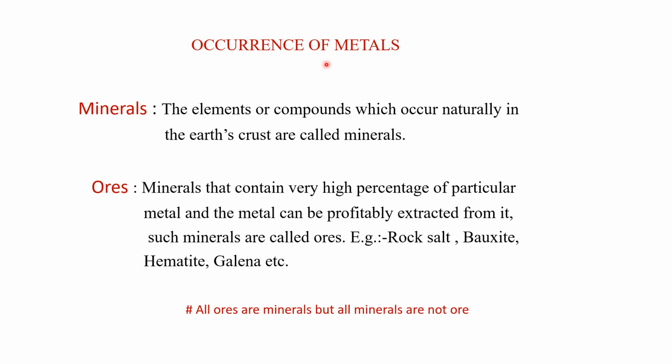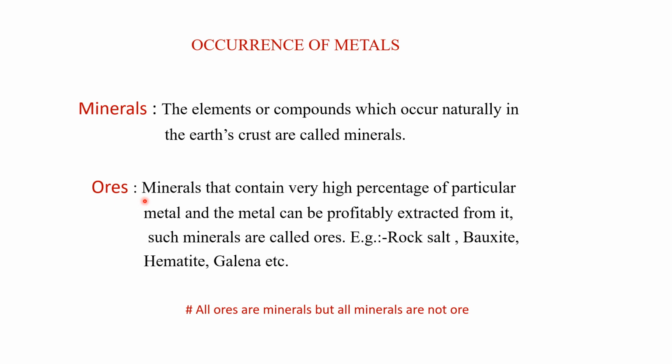Occurrence means we are talking about how they are found in nature. So metals are generally found in two forms. One is the mineral form, another is the ore form. Now let us see what minerals are. The elements or compounds which occur naturally in the earth's crust are called minerals.